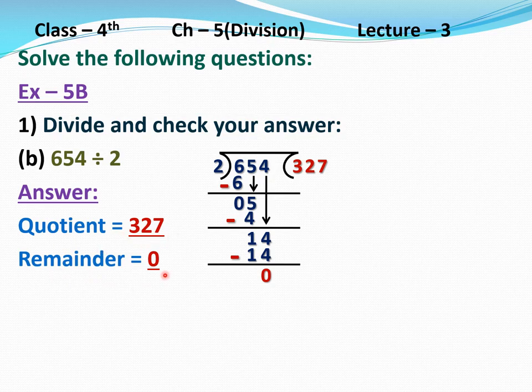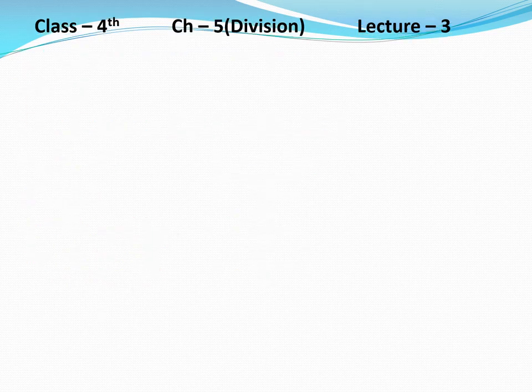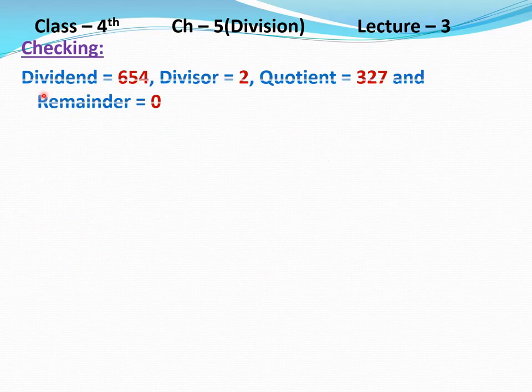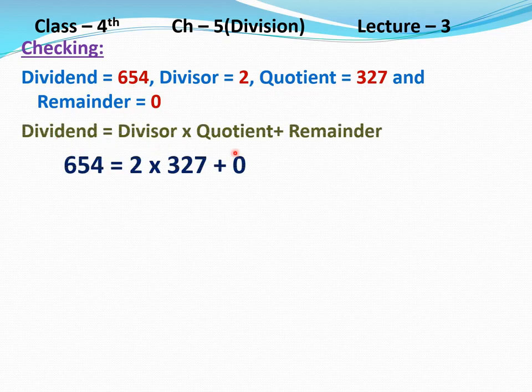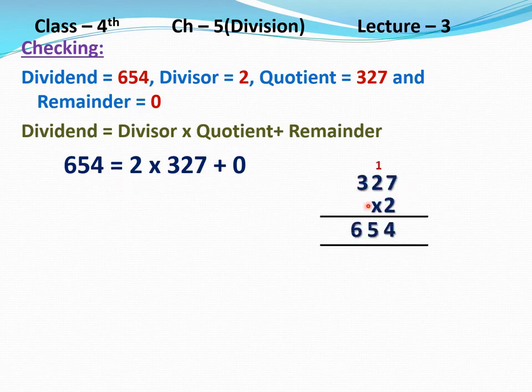Now we will check our answer. Clear? Now write down dividend equal to 654, divisor equal to 2, quotient equal to 327 and remainder equal to 0. Write down dividend equal to divisor multiply quotient plus remainder. 654 equal to 2 multiply 327 plus 0. Now first multiply 327 by 2. Clear? Write down 327 multiply 2.